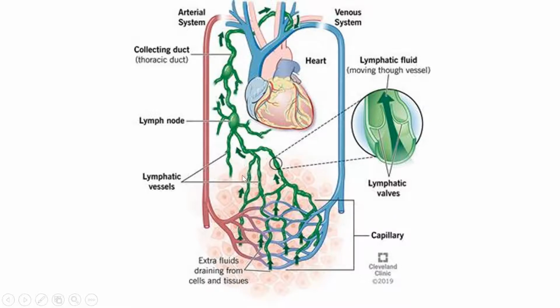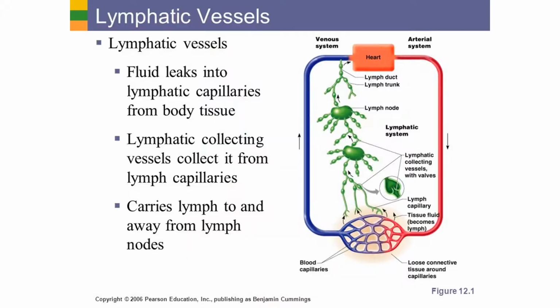So this was a brief about the lymphatics. Again, as you can see, fluid leaks from the capillaries into the body tissue. Lymphatic collecting vessels collect from the lymph capillaries, and these lymph capillaries collect the oozed out plasma among the cells and carry it away to the lymph nodes. Then it moves back to the blood, the venous system. But on its way to the venous system, it passes through different lymph nodes, which act as different filters.